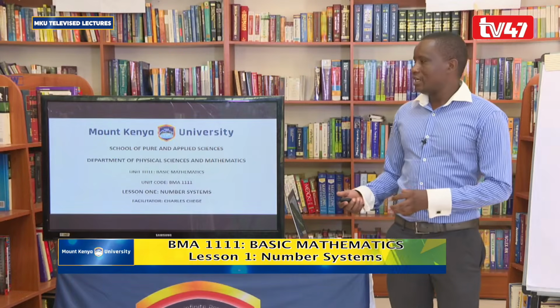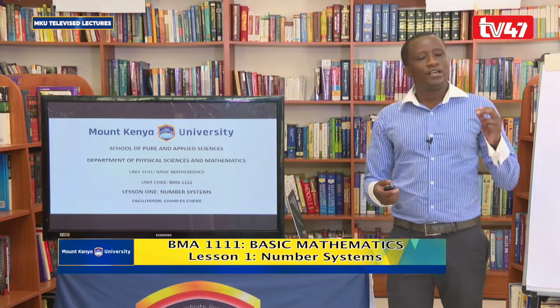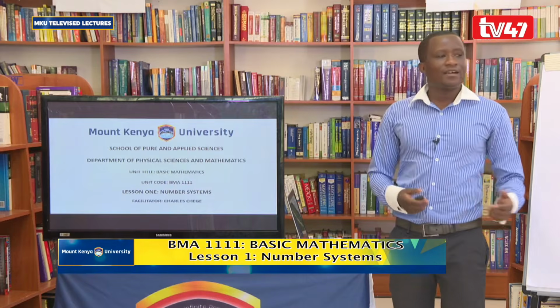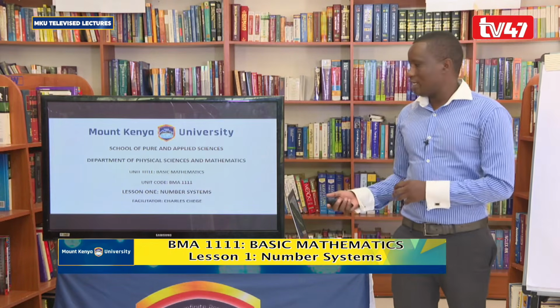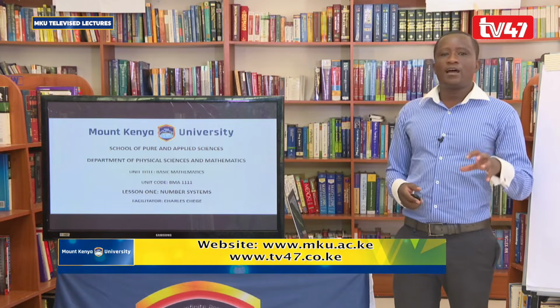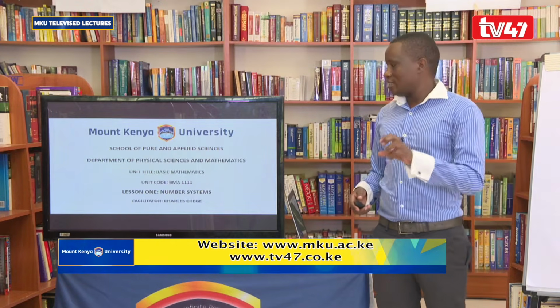We have different types of numbers. We have whole numbers, we have decimals, we have some other numbers that have terminating decimals and others that have unterminating decimals. So all these are put into classes, and these classes form what we call number systems.